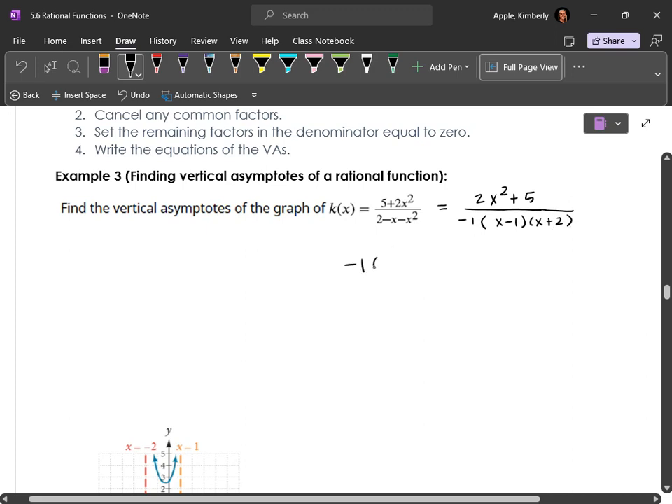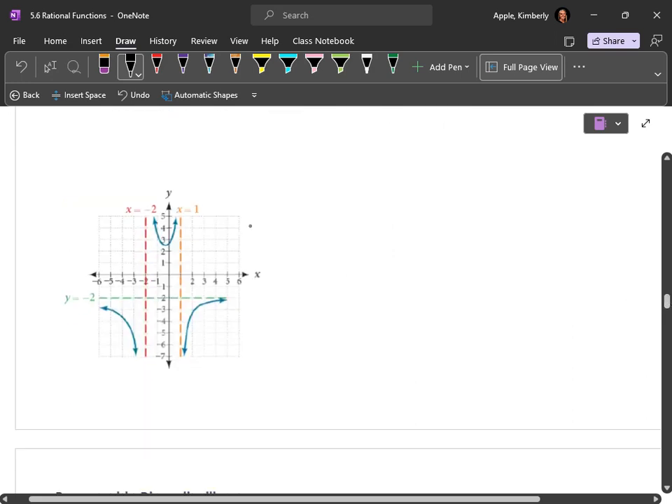Then we just want to figure out where the denominator is equal to 0, because those asymptotes occur where the function is undefined, and that's where the denominator is 0. We'll find that that would be at x equals 1 and x equals negative 2. That's where your vertical asymptotes will occur for this function. You can see here a graph of the function that we just analyzed, and here's one vertical asymptote and here is the other.